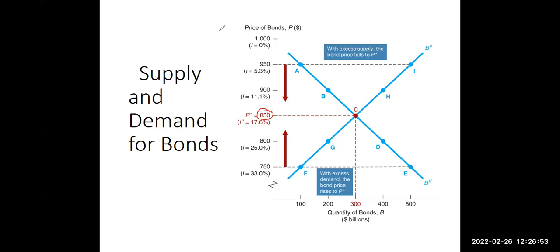It means that you can see here that the return on this bond is what? 1,000 minus 850, divided by 850.